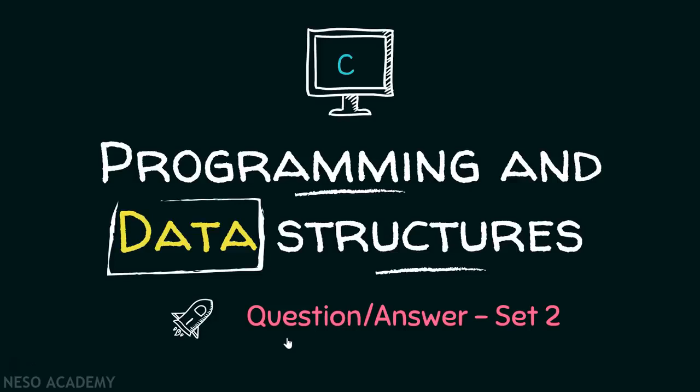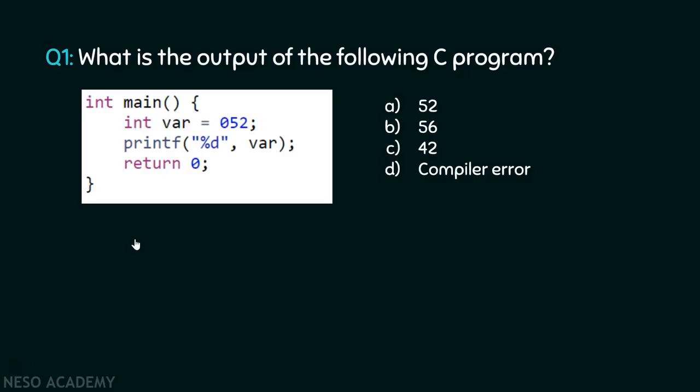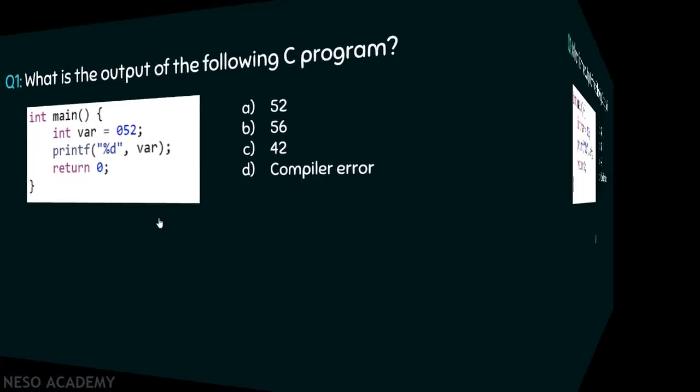Now we're going to consider some questions in C programming. What is the output of the following C program? This is the C program available over here. What would be the output? Is it 52? Is it 56? Is it 42? Or is it a compiler error? Pause the video for a while and try to answer this question on your own.